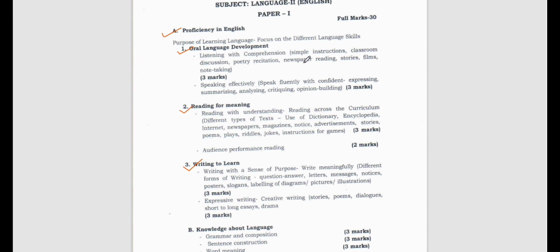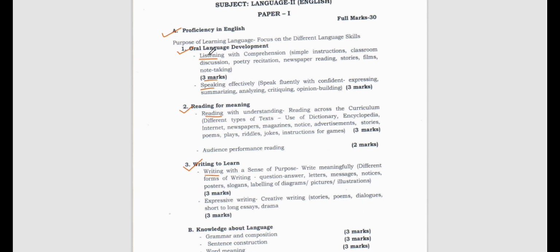Now, listening with comprehension, simple instructions. We have to know what simple instructions are, what classroom discussions, poetry recitation, newspaper reading, stories, films, and note taking are. All this we have to know, and it will come for how many marks? It will come for 3 marks. Now again, speaking effectively. So this was about listening. The next one is about speaking, right? The third one is about reading, and this one is about writing. These are the 4 language skills. I think you are able to make out now.